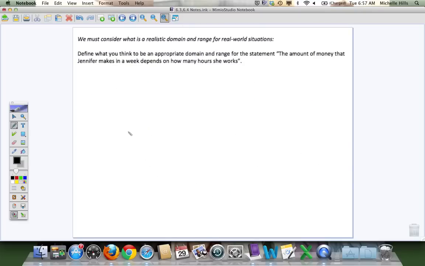Now, sometimes you're going to be asked to look at things in real-world context for domain and range. The amount of money that Jennifer makes in a week depends on how many hours she works. So her independent variable, or her IV, is number of hours worked. And her dependent variable, DV, is weekly salary.